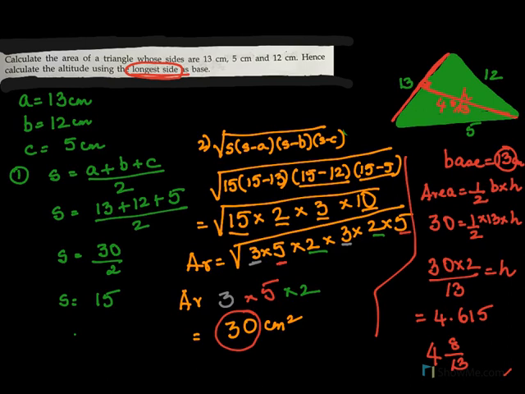So in this we first found the area of the triangle by using Heron's formula, and then we used half base into height to find the height. Next question: in triangle ABC, BC is 13, CA is 14, AB is 15. Find the area of the triangle and its altitude corresponding to side AC.